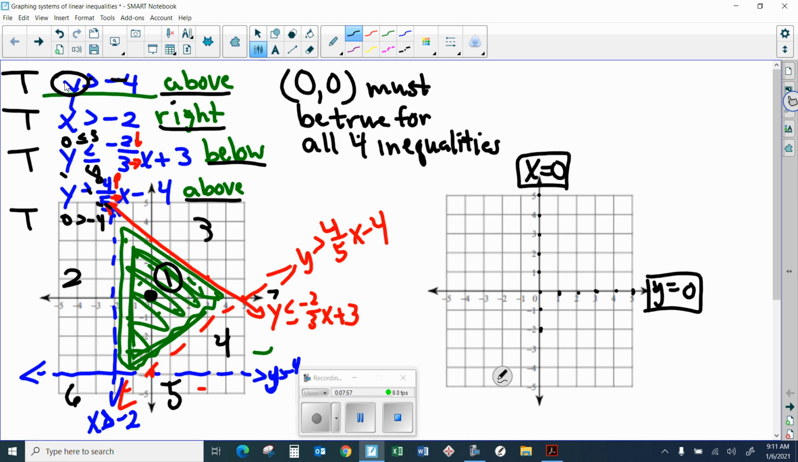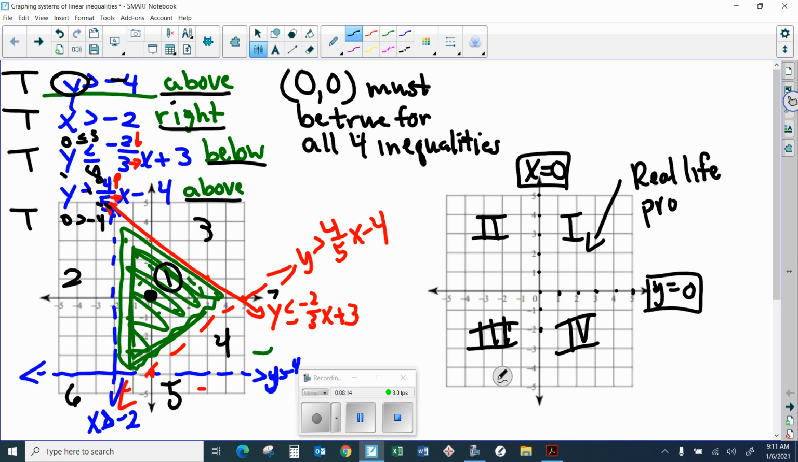Side note, pretty much all real life problems occur in quadrant 1. Remember, this is quadrant 1, 2, 3, and 4. We write them in Roman numerals. Real life problems, almost every single one occurs in quadrant 1. Okay, just know that. If you're talking about a story problem in real life, you should be dealing with quadrant 1. You'll deal with that in algebra 2 and pre-calc.